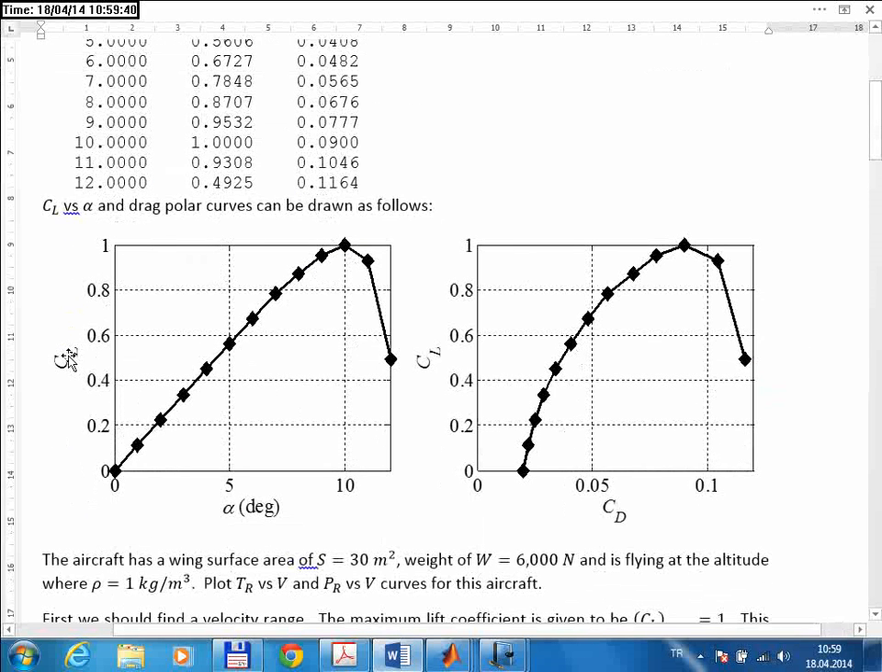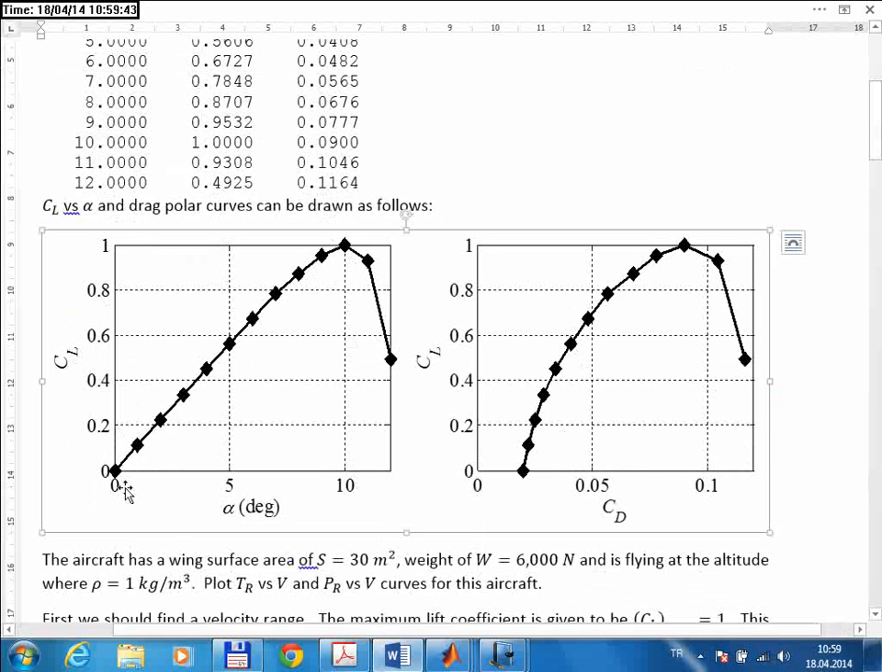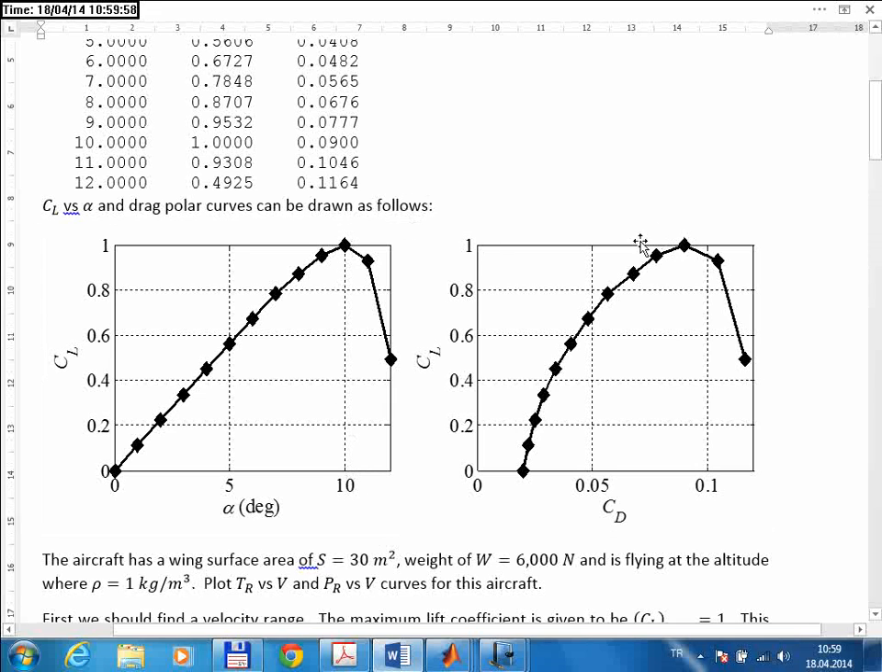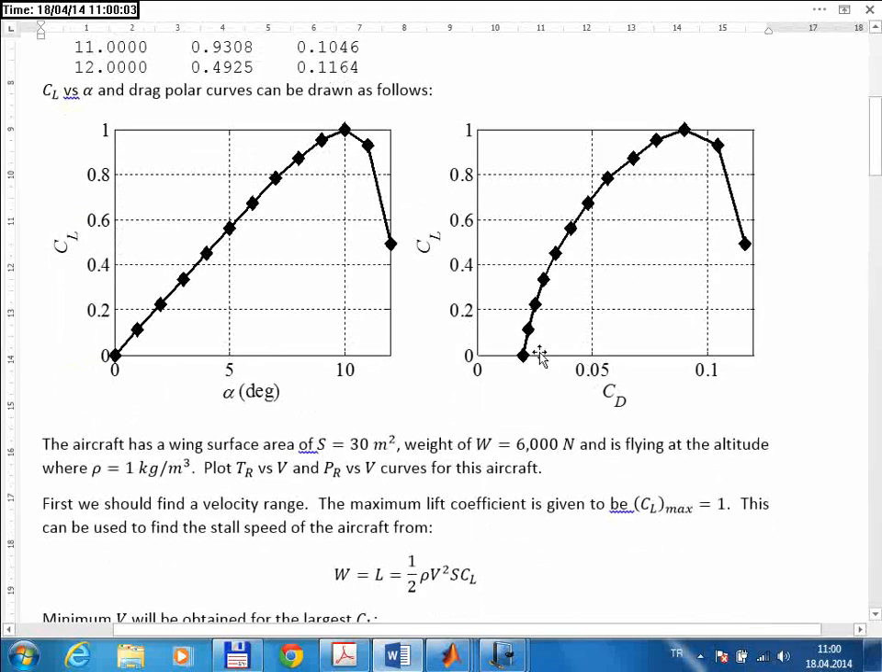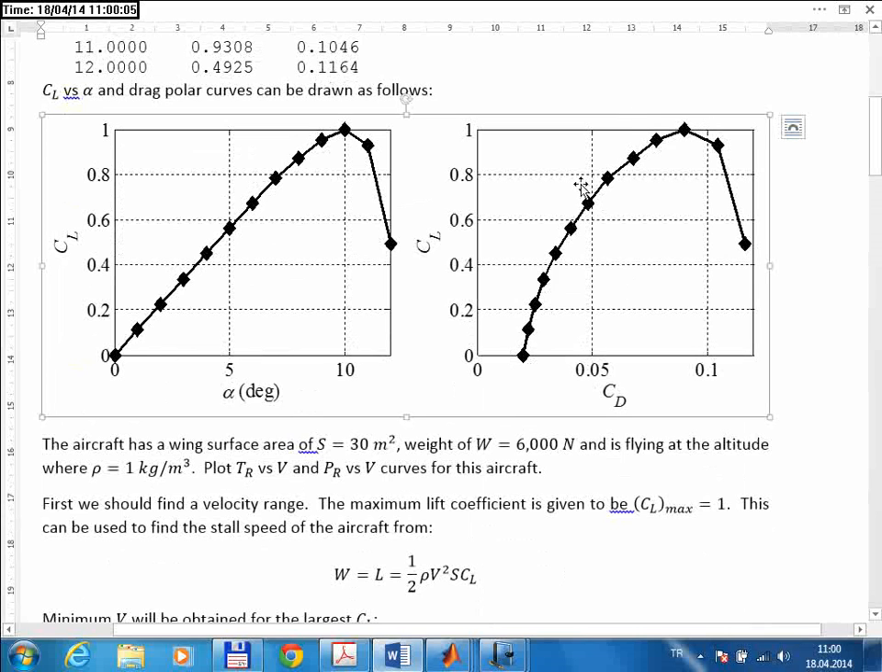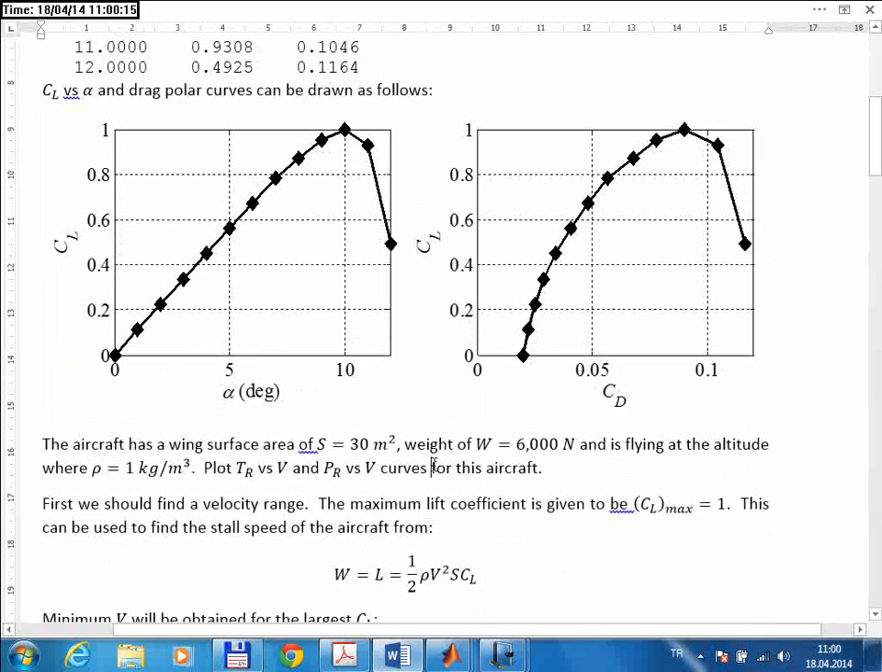So if you plot the lift coefficient as a function of angle of attack, this is what you get. So here is the stall for this aircraft. It appears that the aircraft stalled at 10 degrees. So this is a really low stalling angle. But anyway, if you plot lift coefficient and drag coefficient together, you obtain the drag polar curve, and the drag polar curve appears to be this one. Okay? So these are the non-dimensional lift and drag coefficients you obtained in a wind tunnel.